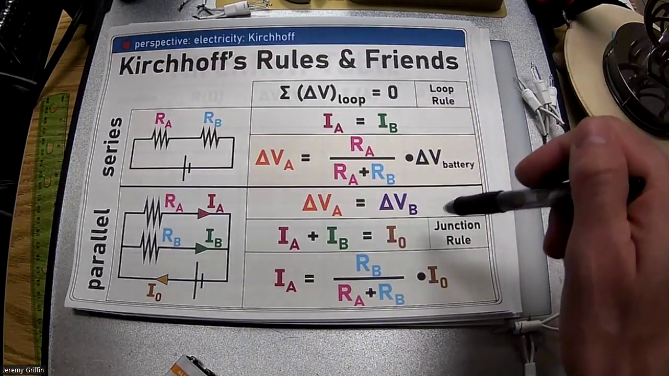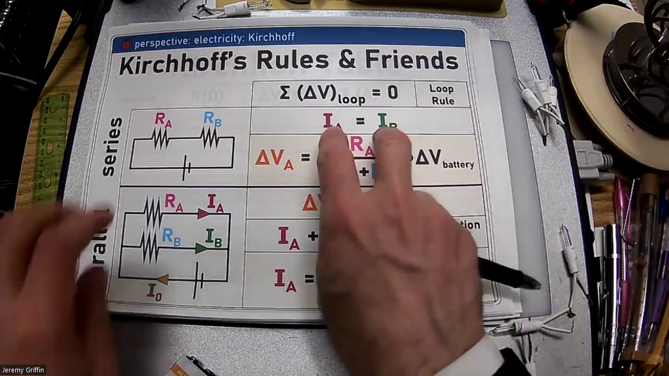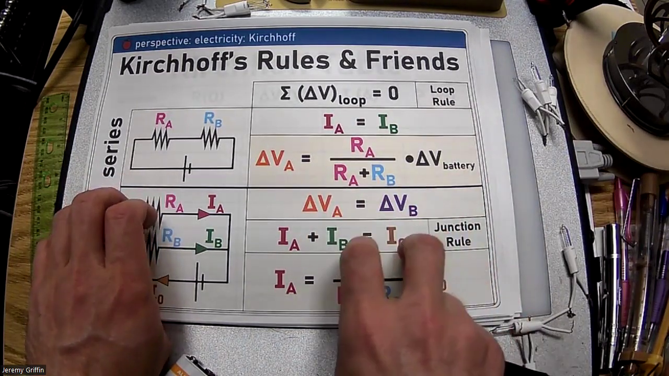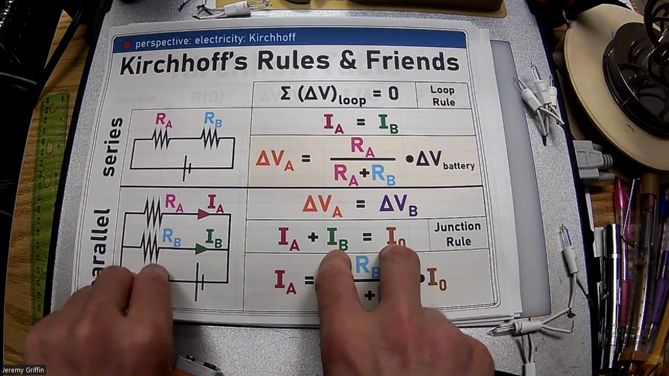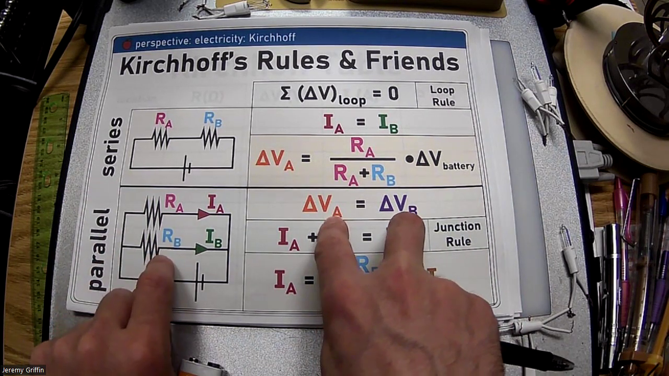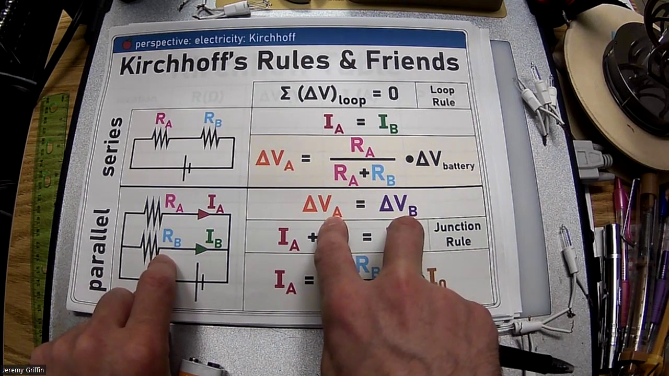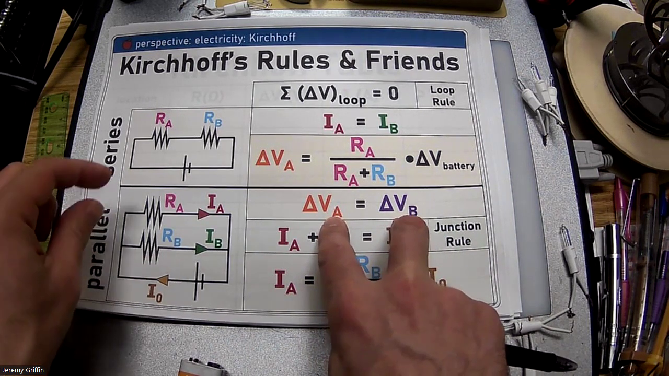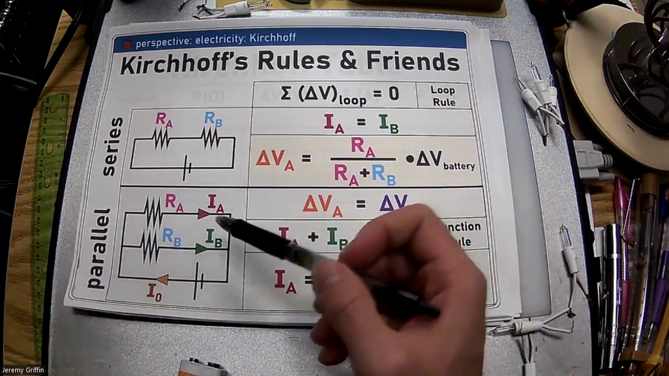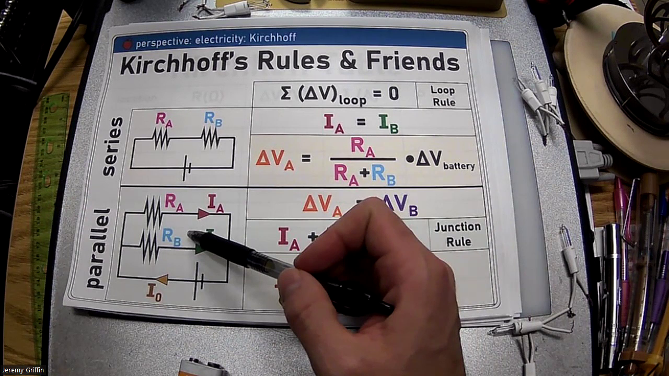Okay, remember that's just for series. Just for series, the current's the same everywhere. Remember, in parallel, the current splits. But speaking of parallel, what's going on with the voltage? For parallel, the voltage drop is the same across both these resistors, again, even if they're wildly different values of resistance, different number of ohms.